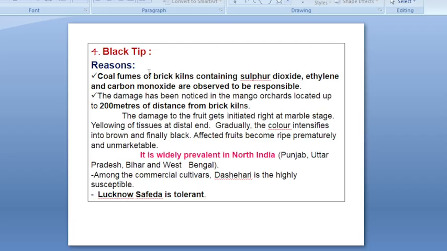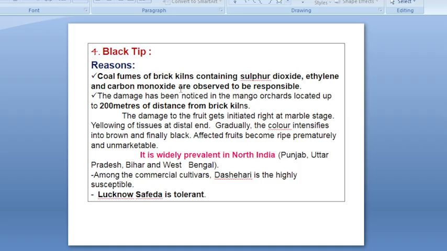Next is black tip. This is a common problem in most of the North Indian conditions where the mango orchards are near to brick kiln industries. Because of the production of some undesirable gases from that, like carbon dioxide and carbon monoxide, from the brick kiln industry, that leads to the occurrence of this black tip problem.